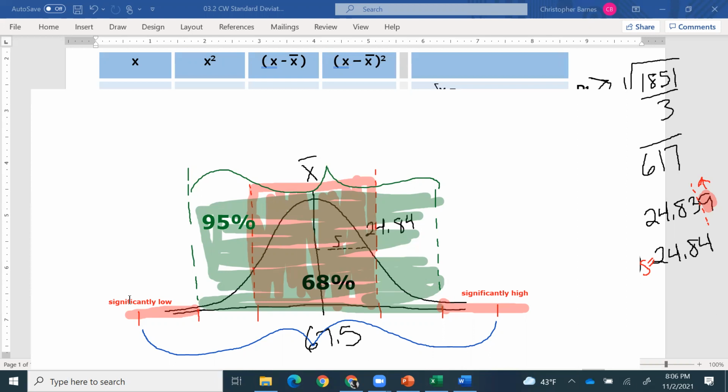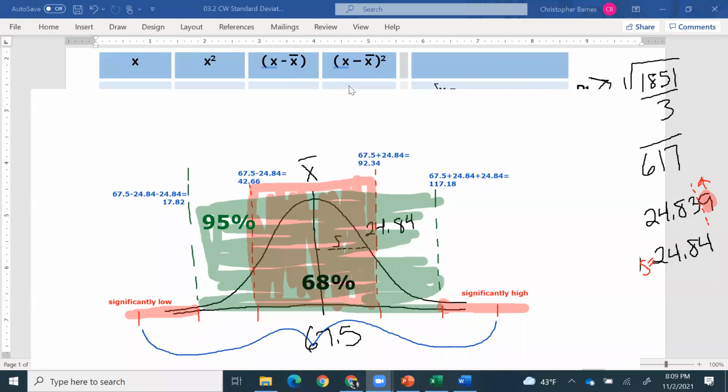Now, let me tell you one other thing, and this is also relevant to the homeworks that are creeping all the way up to what we're doing right now. When you know these values, we know that the mean is 67.5, and we know that one standard deviation is 24.84. Not only do we know where the cutoff is for significantly high or significantly low, we can calculate those values. And I'm going to show you how right now.